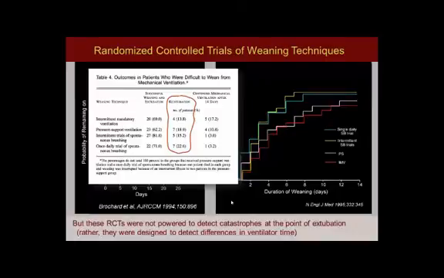But of course, these RCTs were not remotely powered to look at catastrophes at the point of extubation. Rather, the powering of the studies, the number of patients entered into the study, was simply to detect differences in ventilator time. And because then there's no difference in the rates of reintubation, people assume that these all pose the same risks, whereas in fact the study wasn't remotely designed to test that question.